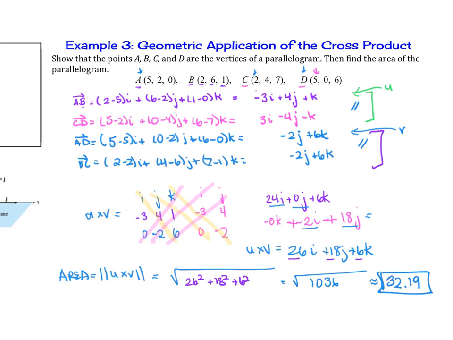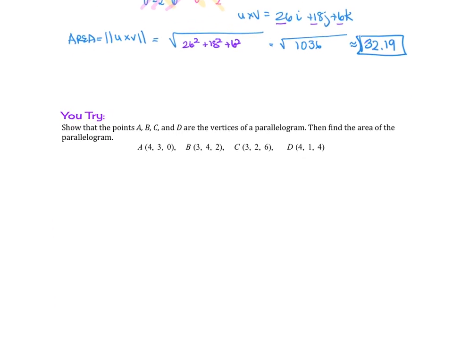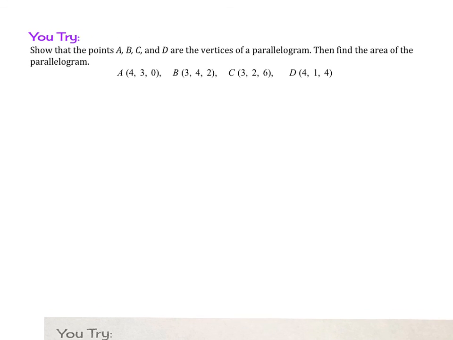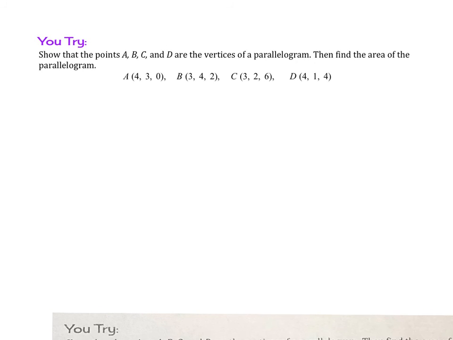Okay, so again, we have to show that the points A, B, C, and D are vertices of a parallelogram, then find the area of the parallelogram. So I want you to go ahead and try this out on your own. Show that the points A, B, C, and D are vertices of a parallelogram. Then find the area of the parallelogram.